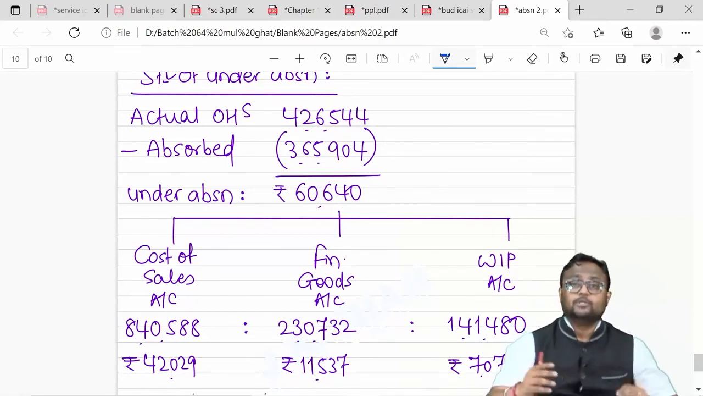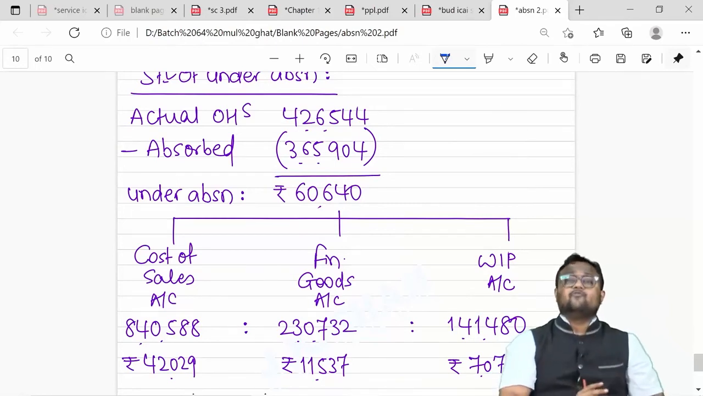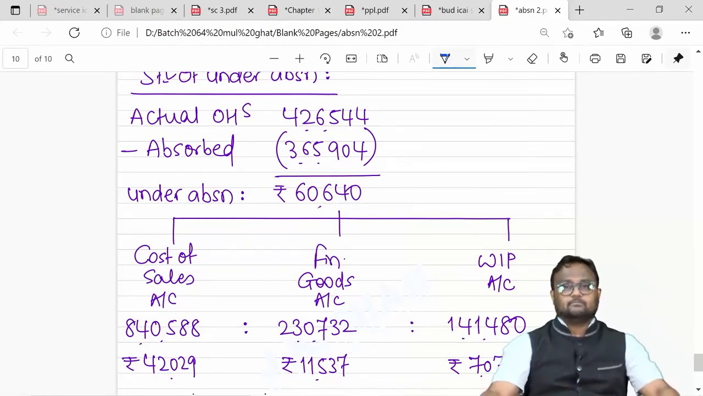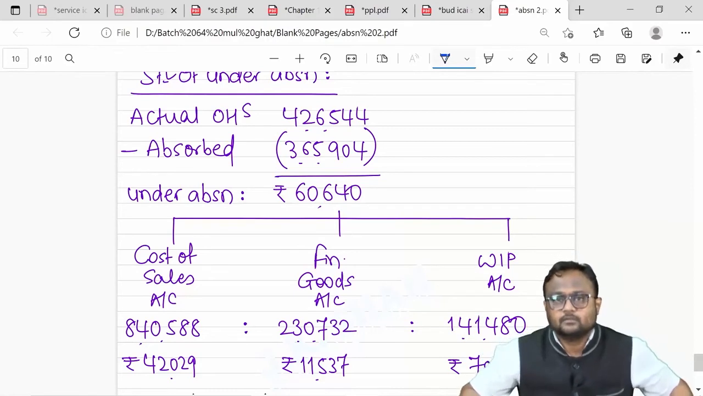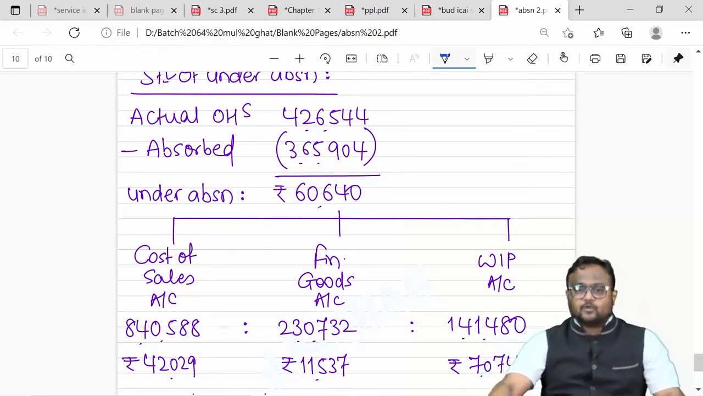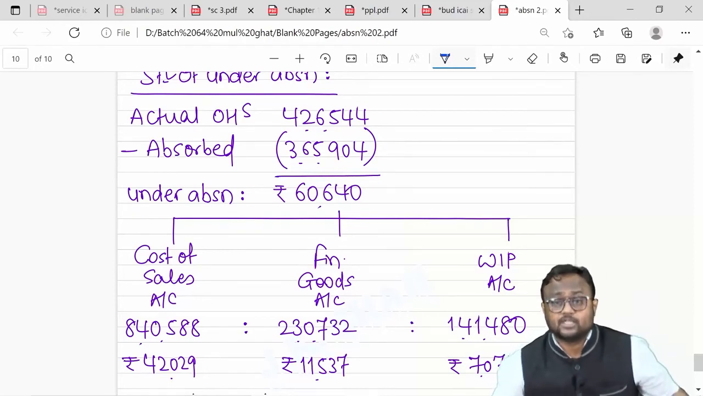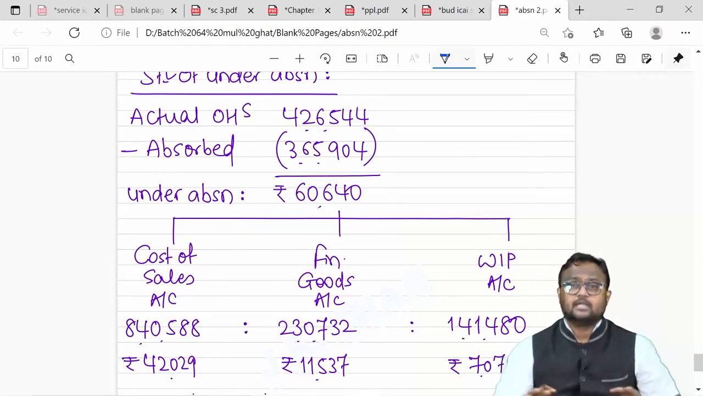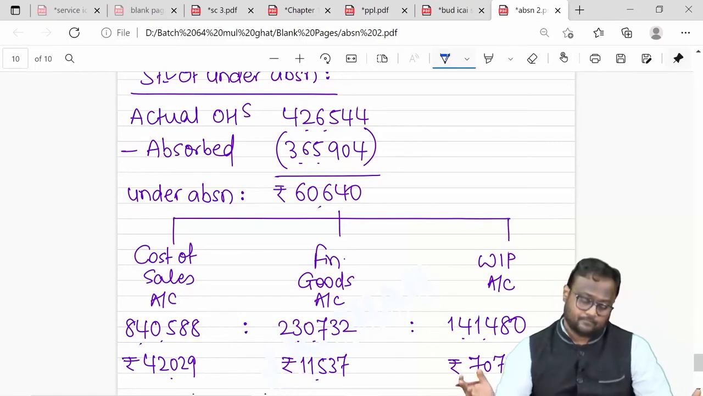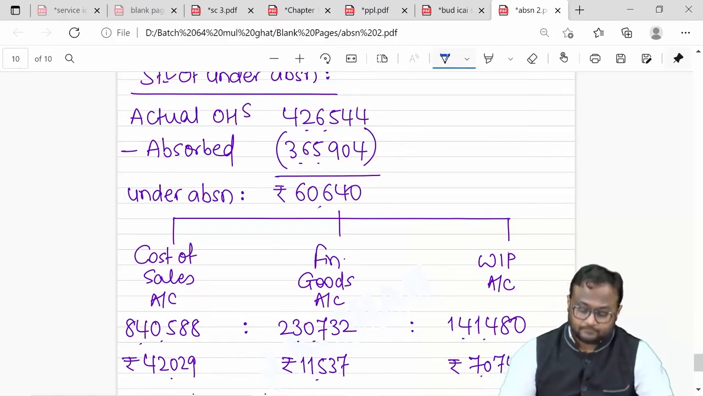There is one more option. Treat it as normal, but carry it forward to the next period. In that case, you are not adjusting profit of the current year. In the current year, you're getting it transferred to the next year for getting it adjusted or set off against the next year's over absorption. In that case, current year's profit will remain unaffected. This is what we have done in this question.